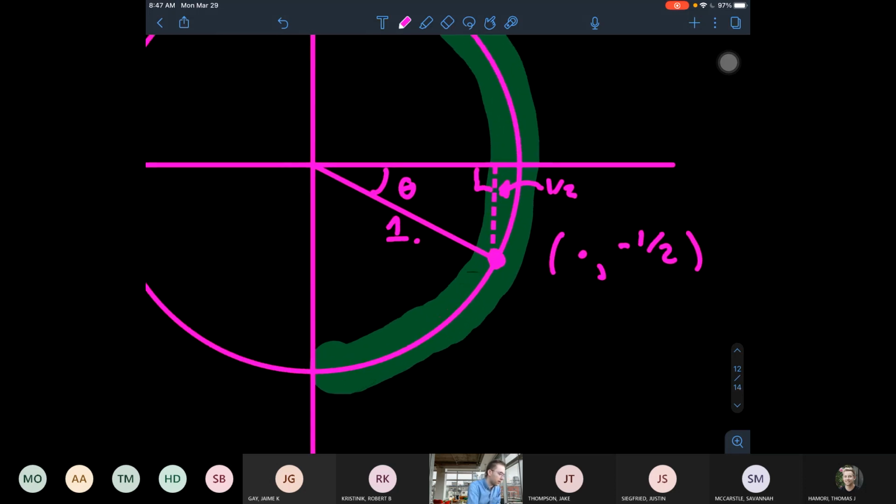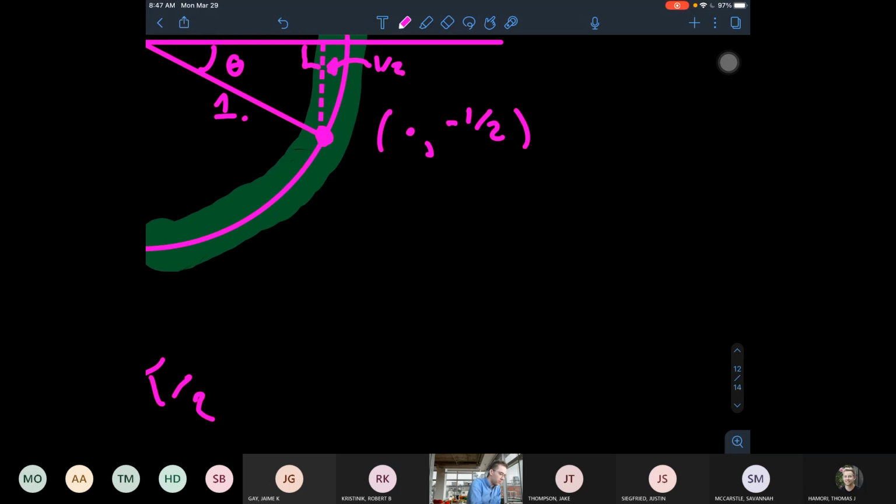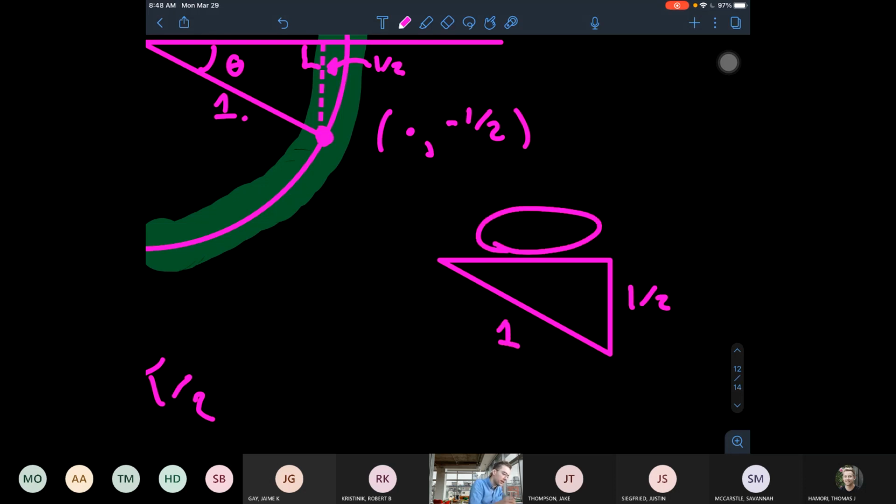Okay, so if I have a triangle which looks like this, and one side length is 1/2, and one side length is 1, what is the other side length? What should the other side length be?